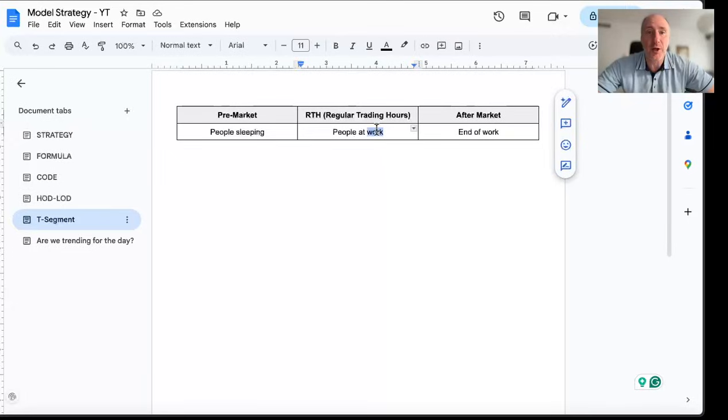It starts sometimes like 8 a.m. until 3 or 4 p.m. or to 5 p.m., depending on the country. Roughly, it's the main regular trading hours. It's very similar in every country, something like 8, 9 a.m. until 3, 4, 5 p.m. And then everything before that is pre-market, and that's where people are sleeping.